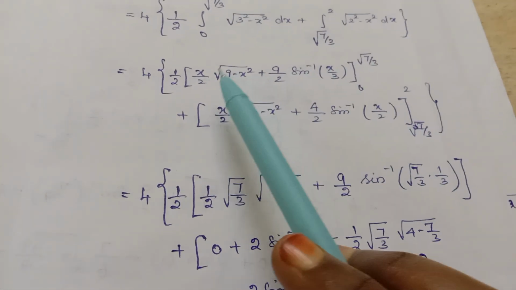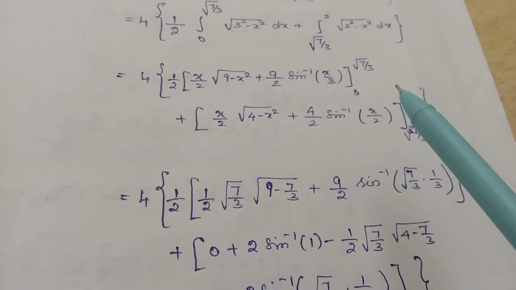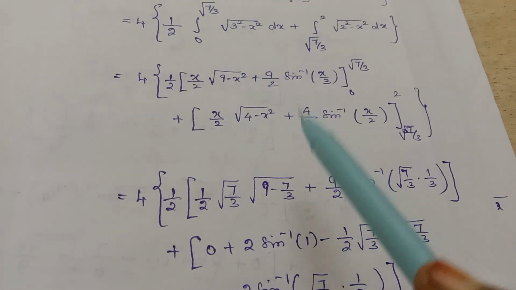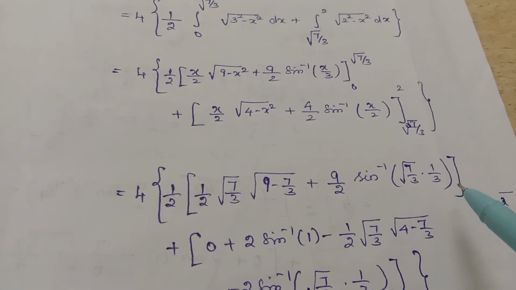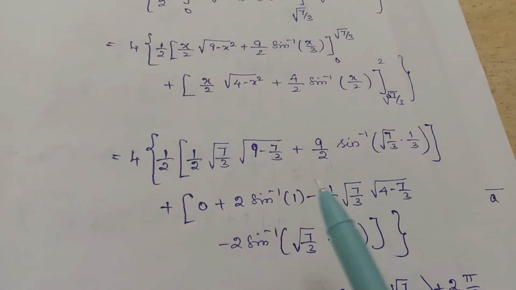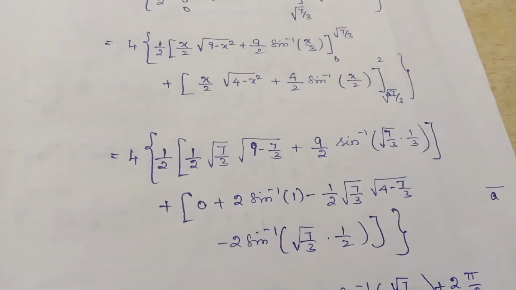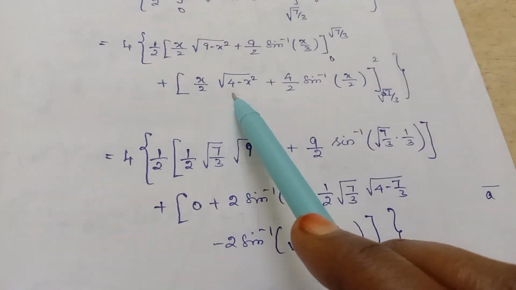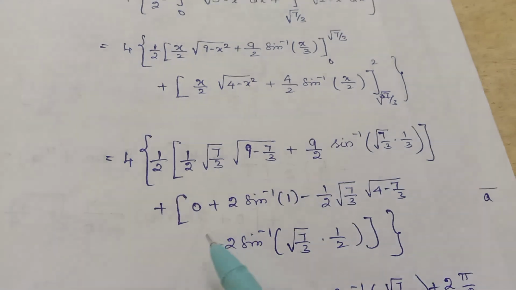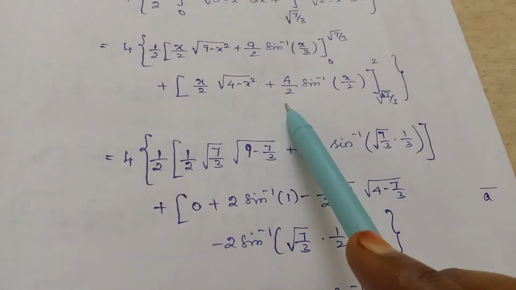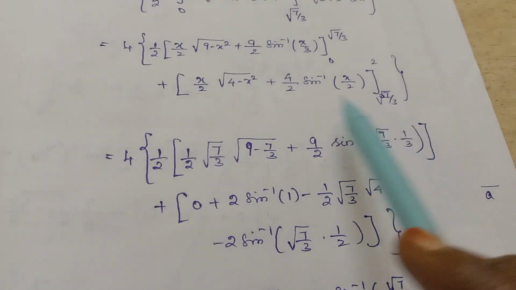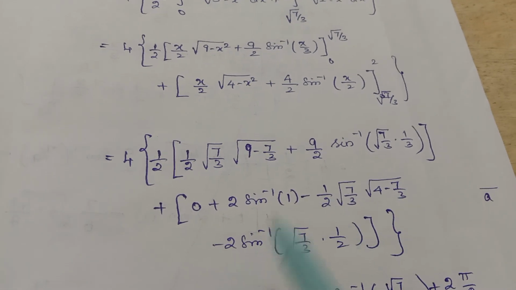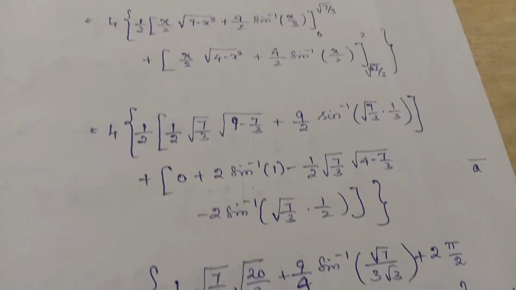When you apply the upper limit, it will be 1 by 2 into root 7 by 3 root of 9 minus 7 by 3 plus 9 by 2 sin inverse of root 7 by 3 into 1 by 3. Okay, and then for the lower limit this will be 0 and this is also 0. And then you come to this term, upper limit 2: if you apply, 4 minus 4 is 0, so the first term will become 0. Here this will be 4 by 2 is 2 sin inverse of 1, minus, here the lower limit is 1 by 2 into root of 7 by 3 root of 4 minus 7 by 3, minus 2 sin inverse of 1 by 2 into root 7 by 3.